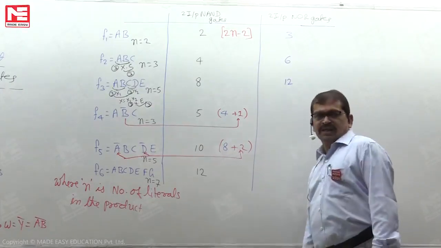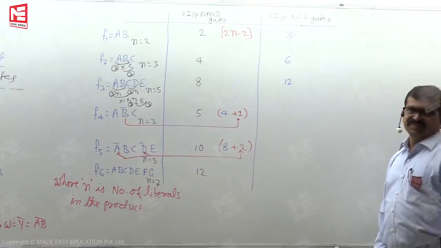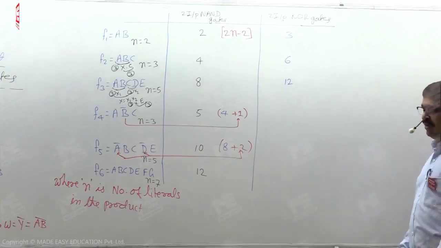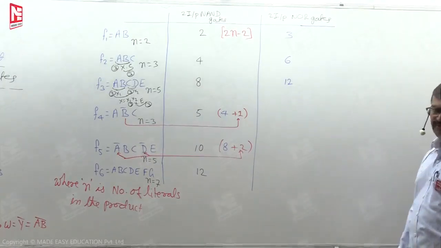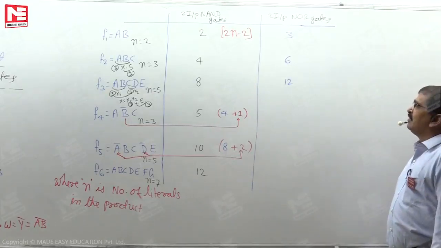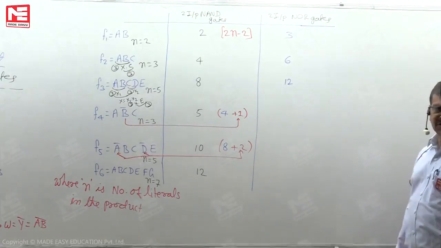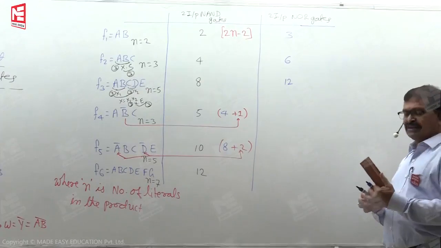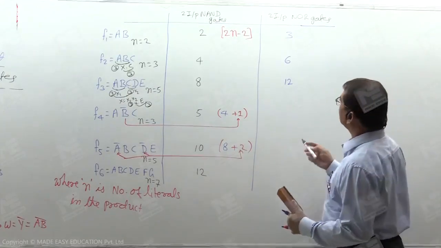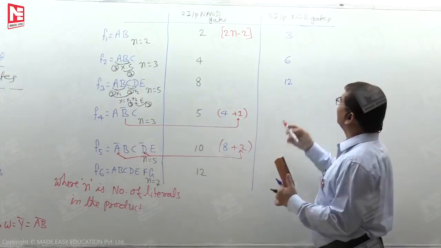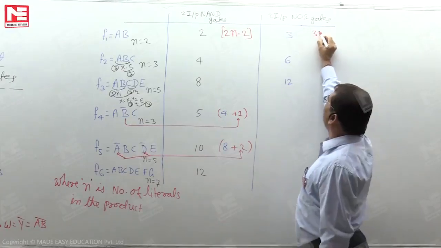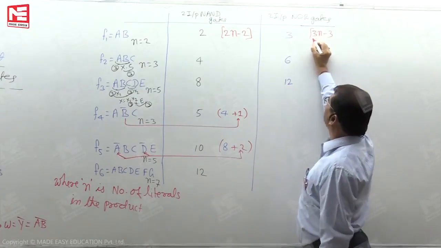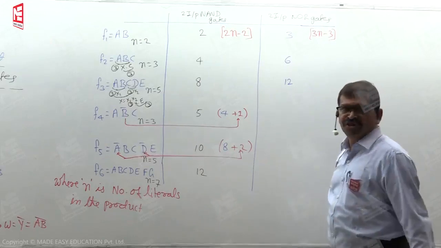While looking at these numericals on these samples, try to think about the formula. If anything is possible, try to think about that formula. The answer is supposed to be made as a formula. The formula possible to make here is 3n minus 3.